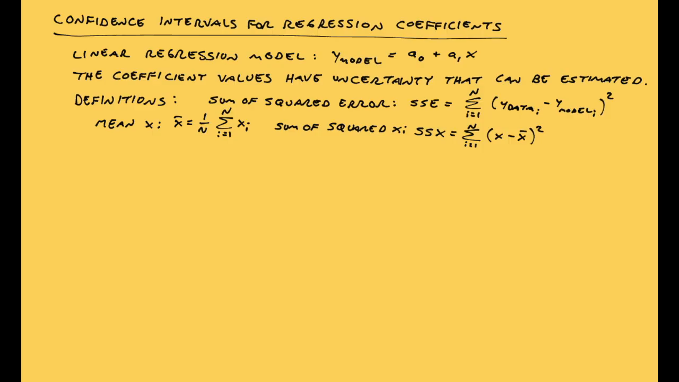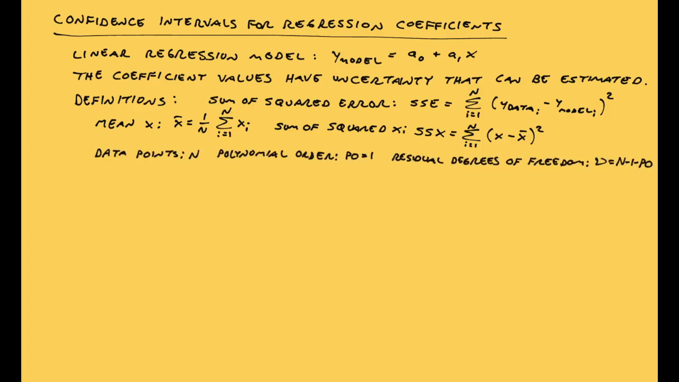Next, the mean value of x is defined. That's x bar. And then the sum of squared x, SSX. Here, we take the difference between each x value and x bar, square it, and then sum it up.